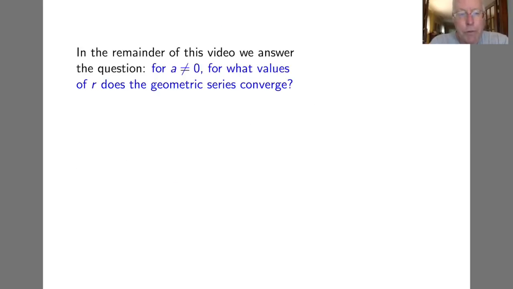For a not equal to 0, for what values of r does the geometric series converge? We're not going to talk about the a equals 0 case, but you should think about that. Of course, if a is 0, every term in the infinite series is 0, and so the series converges to 0. I'm going to say no more about that, though.